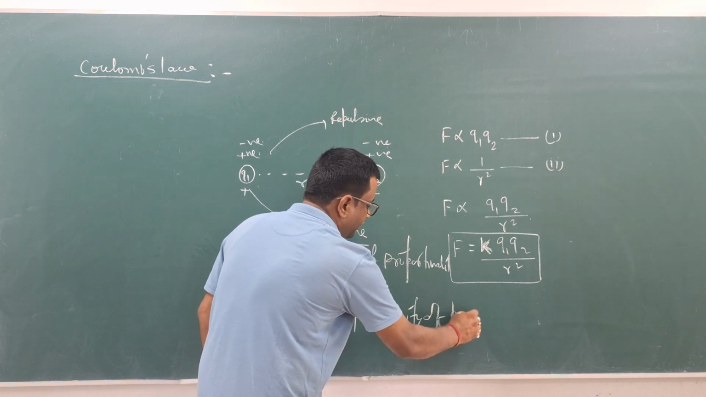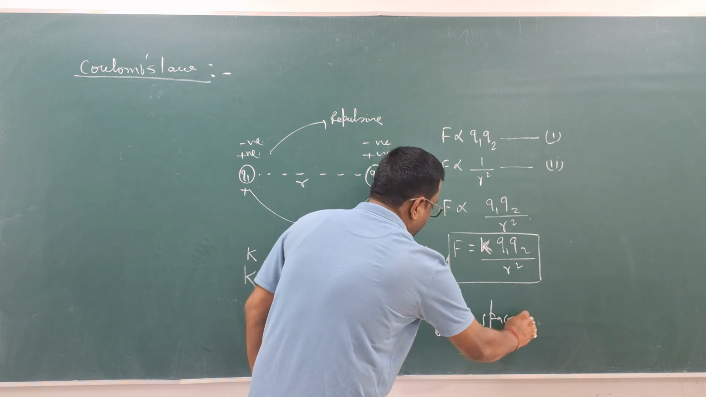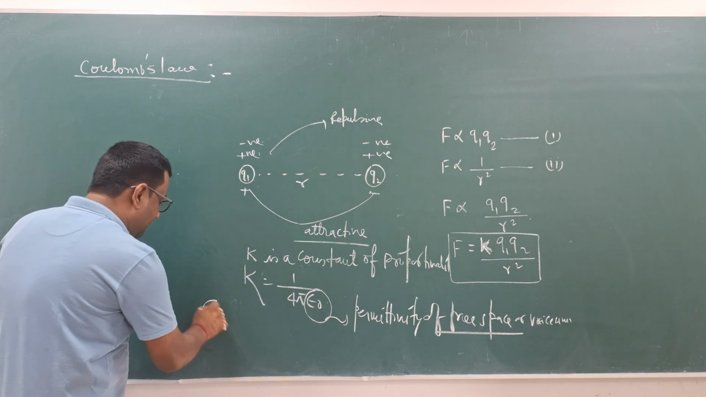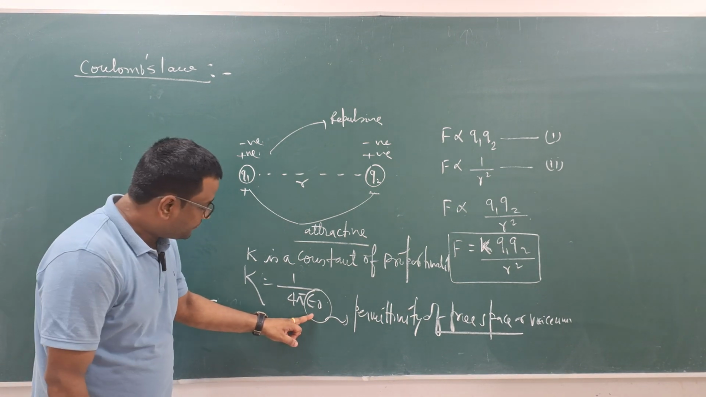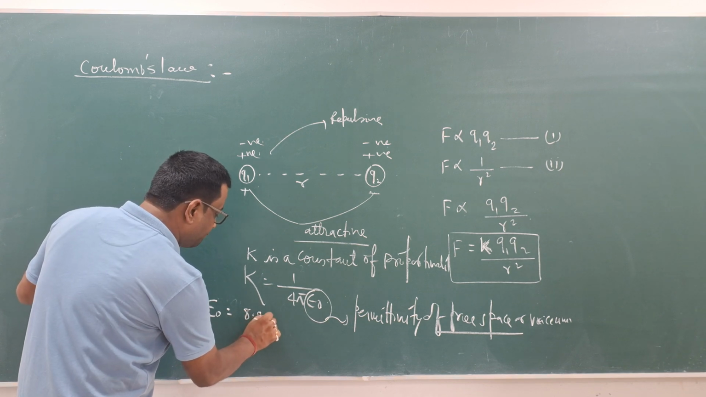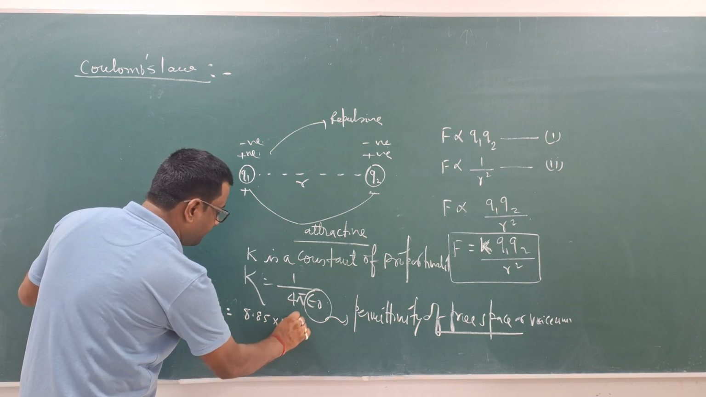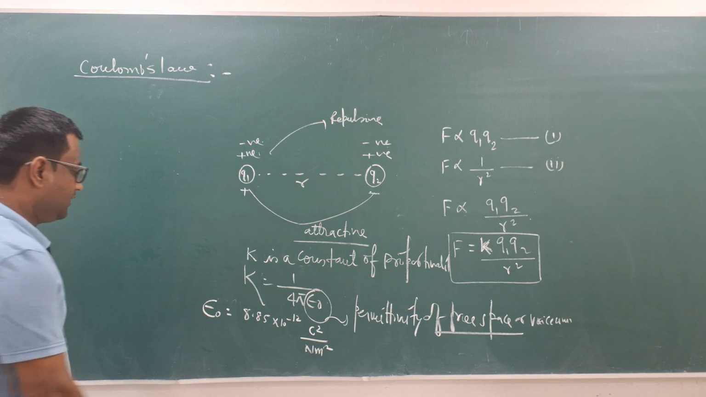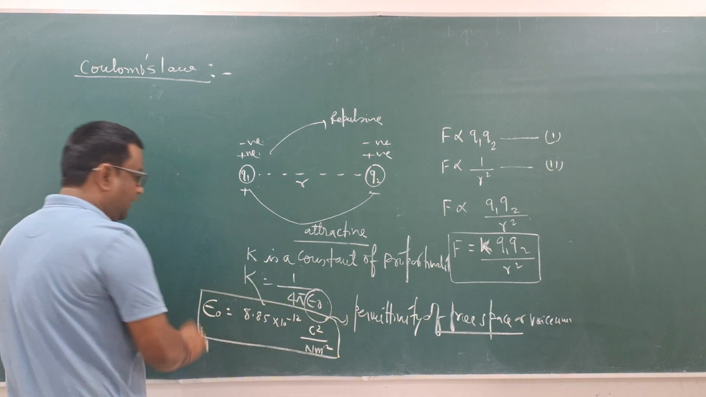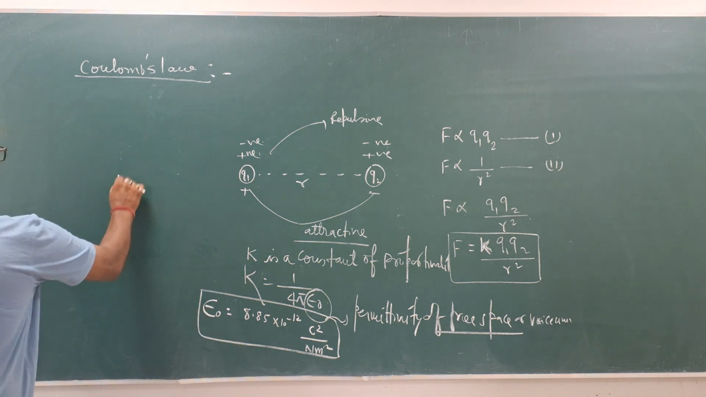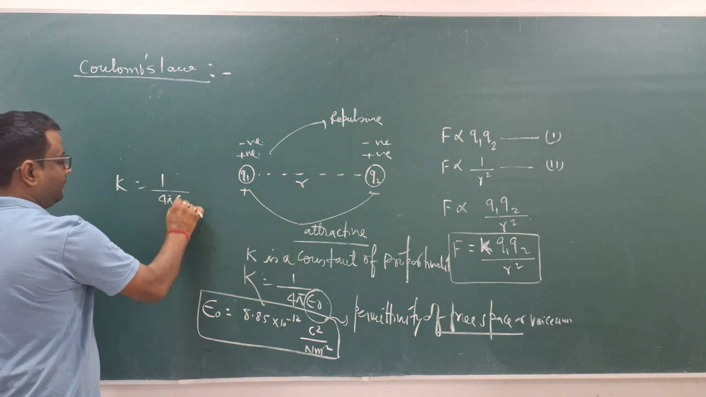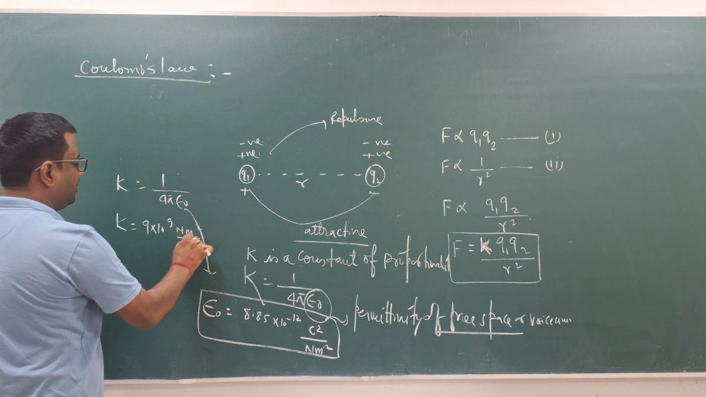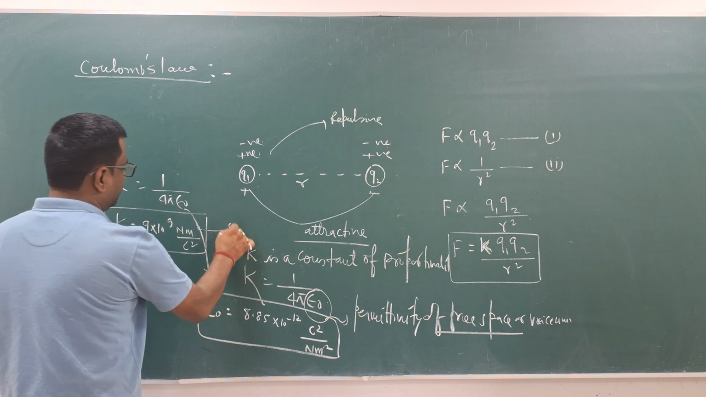So this is fixed, and the value of epsilon naught is 8.85 into 10 to the power minus 12 Coulomb square per Newton meter square. This is its unit. When we put this value of epsilon naught in K, we get K equals 9 into 10 to the power 9 Newton meter square per Coulomb square. This is the value of K in SI units.